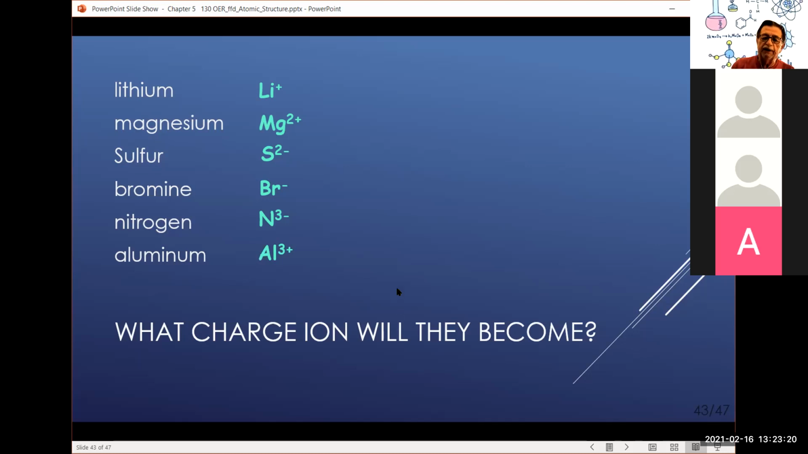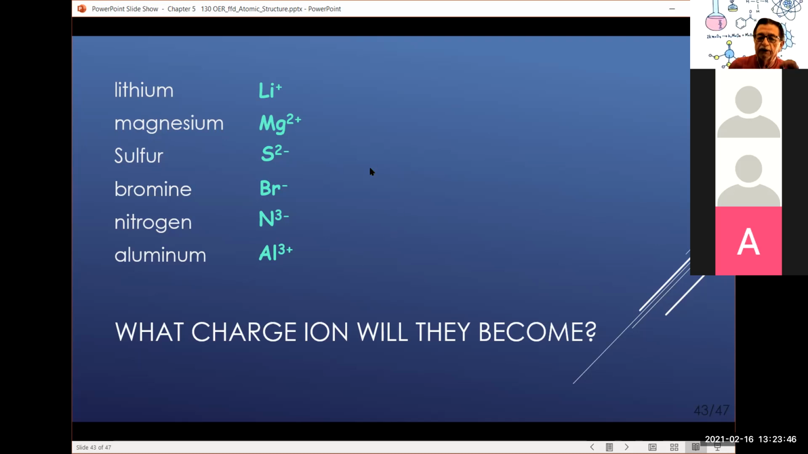Now, when these elements start losing and gaining electrons to become ions, as I mentioned earlier, with the metals, we keep the name. So lithium element becomes a lithium ion. That's true for all the metals. Magnesium metal becomes the magnesium ion. Aluminum becomes the aluminum ion. That's how we distinguish between the element and the ion.